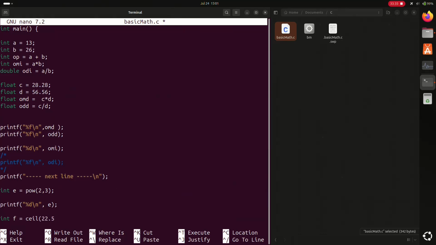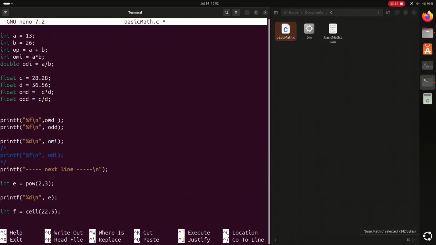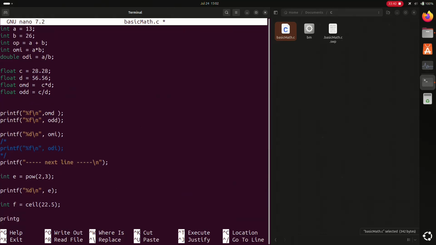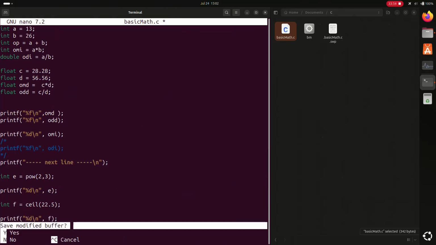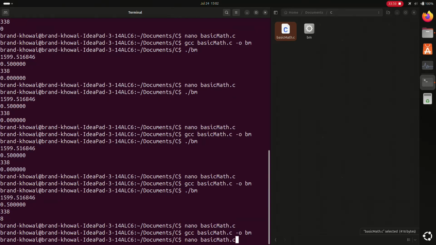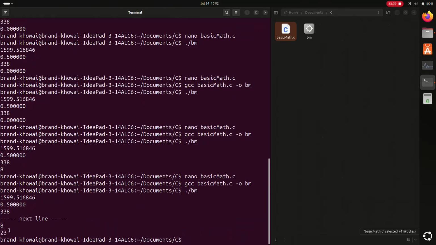Okay, now I run this code with printf %d, obviously %d backslash n. Now I have to write f. Ctrl X, Y, enter. I compile, I run. So see, 22.5 outputs as 23.